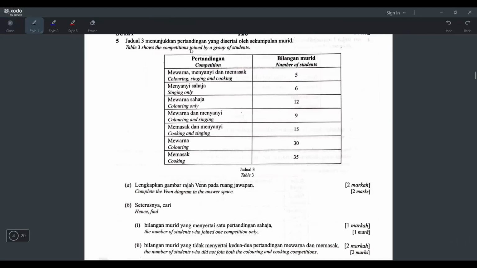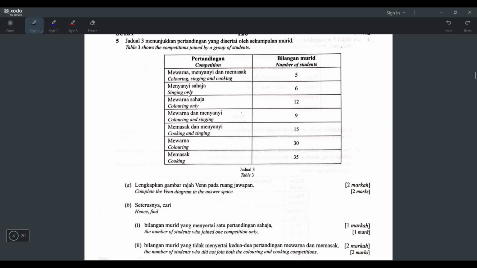Okay, let's continue. Number 5. Table 3 shows the combination joined by a group of students. Okay, I see the word only. I know this chapter already. This one is from Form 4, chapter 4, the set chapter. Kenapa saya tahu? Sebab saya ada nampak perkataan only. This word only is very important.